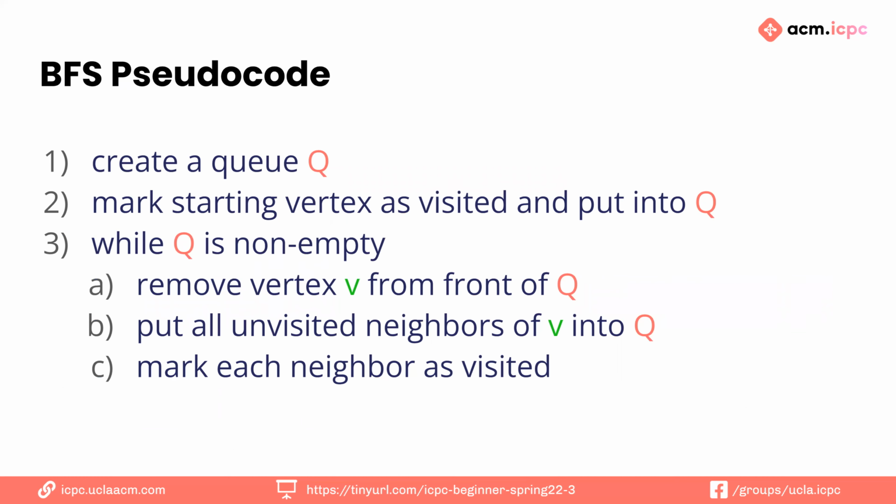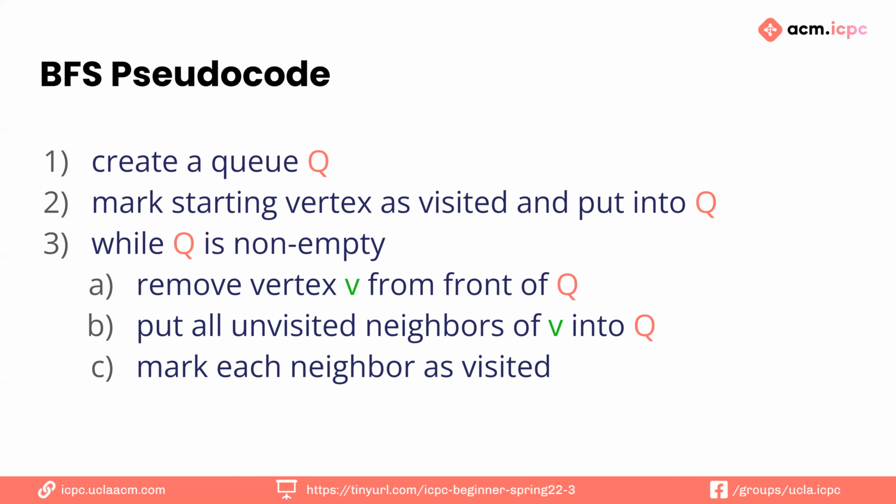And here's the pseudocode for BFS. We first create a queue so we can use it. Then we mark the starting vertex as visited and put it into the queue. Now while the queue is non-empty, you take a vertex out of the queue, and then for all the unvisited neighbors of it, you put them into the queue and mark each neighbor as visited.